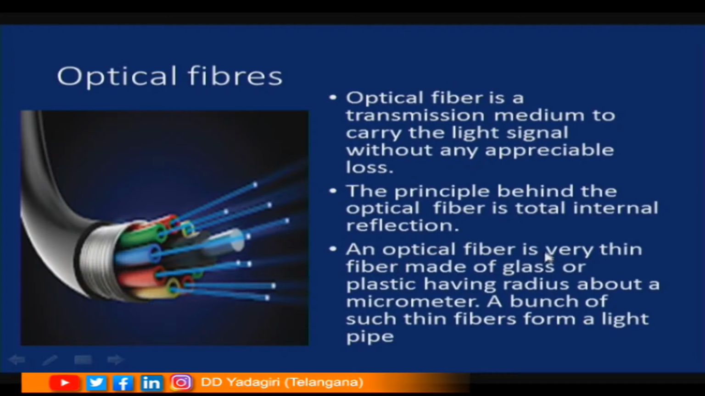An optical fiber is a very thin fiber made of glass or plastic, having a radius of about a micrometer. Micrometer means 1 by 10 lakhs of a meter. It is a very small dimension. A bunch of such thin fibers forms a light pipe. So, a number of optical fibers are formed in a bunch, and this bunch is connected to the transmitting station, and from that the light is allowed to pass through it and reaches the receiver end.